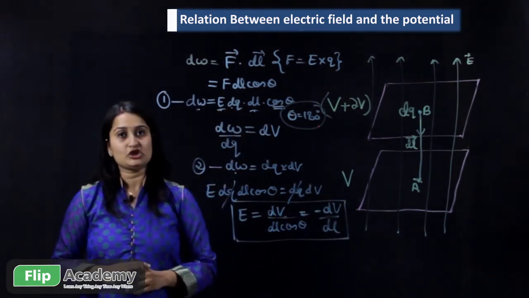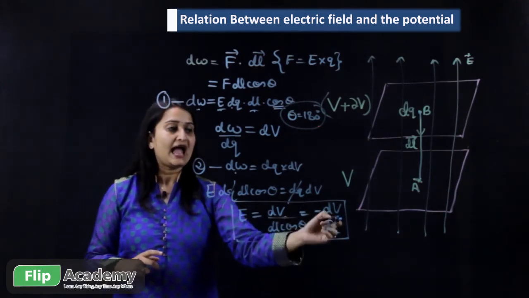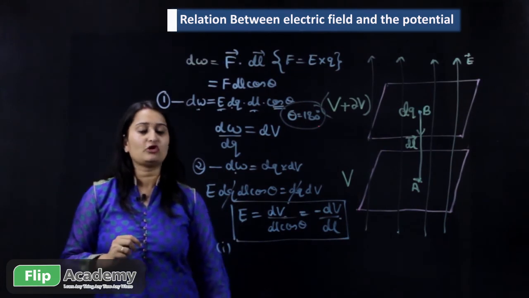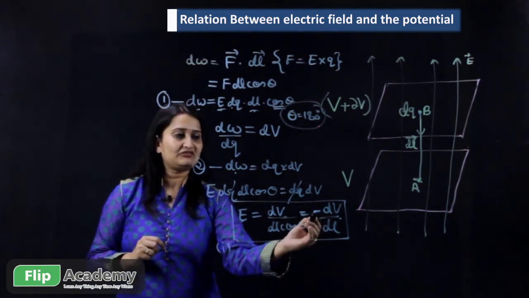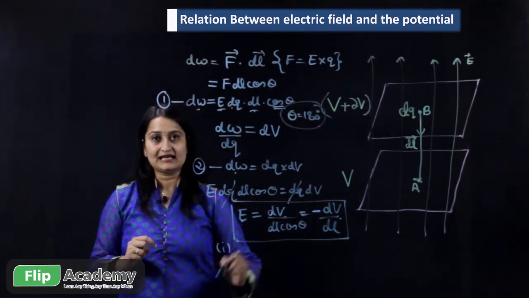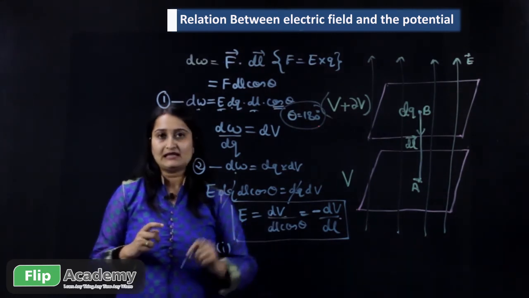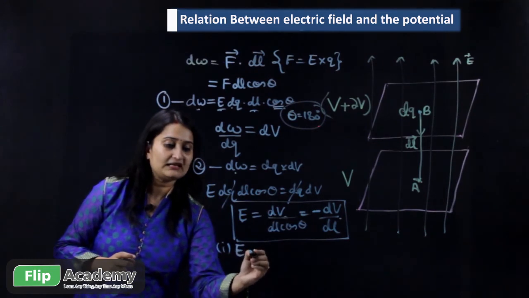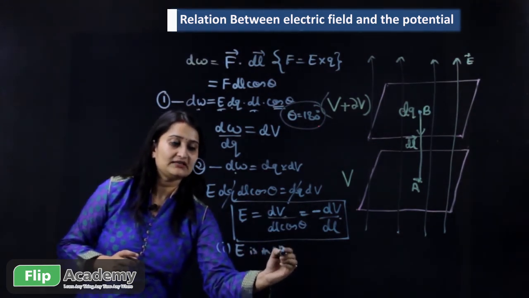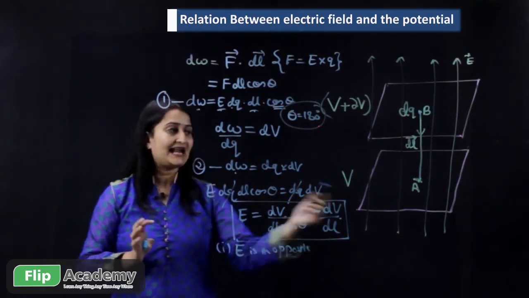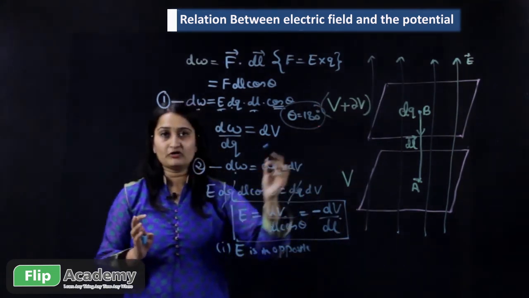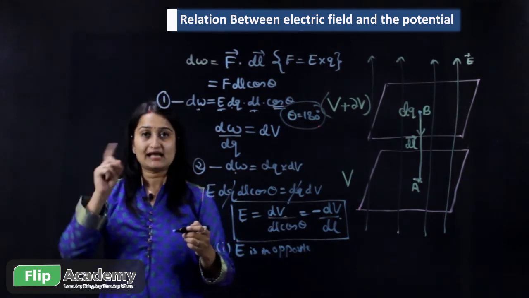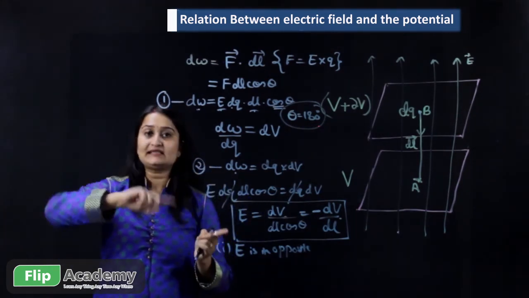So this is the relationship between the electric field and the electric potential. Now we can draw two conclusions from this formula. There is a negative sign. What do you mean by this negative sign? The negative sign means that the electric field is in the opposite direction. This is the direction in which the electric field is going, that is upward. This is not the direction if we talk about the potential. The direction should be in the opposite direction.